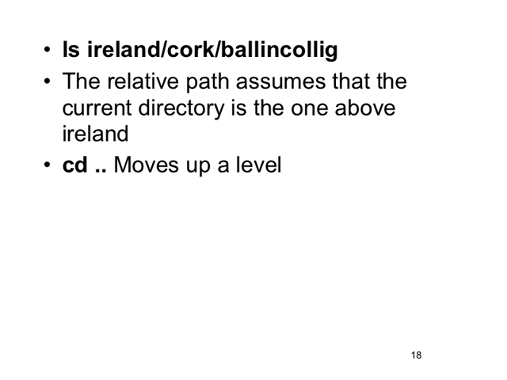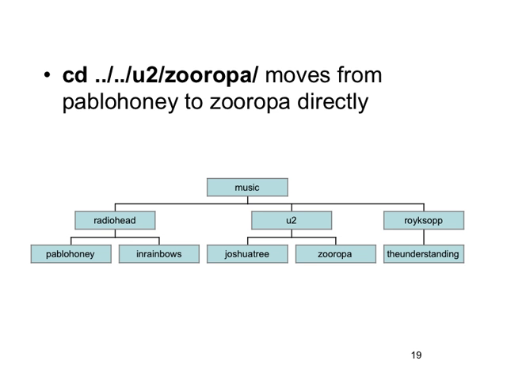And cd .. moves you up a level. So let's suppose I was in the Pablo Honey folder and I wanted to move to the Zuropa folder. You can see my iPod is stuck in a time warp. So you could go cd ../../u2/Zuropa, and that would go straight from Pablo Honey, where you are, to Zuropa. Because cd .. will bring you up a level, .. will bring you up another level, so now you're in music, and then u2 would bring you down a level, and Zuropa would bring you down another level, down into Zuropa.